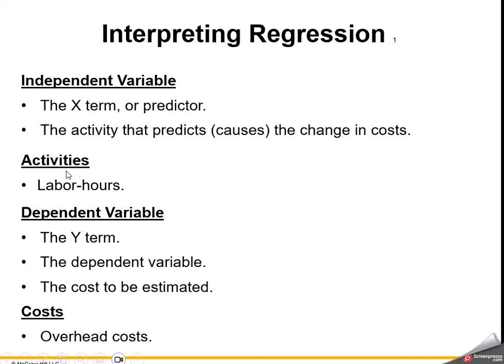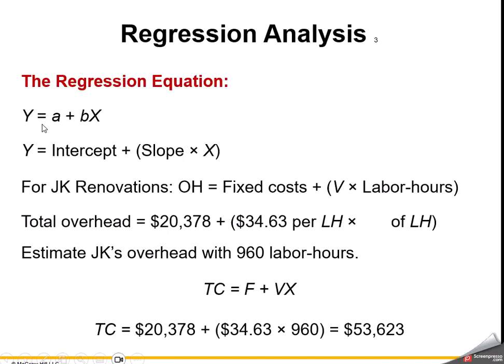Our activity in this case is direct labor hours. The Y is the dependent variable, and then the V, let me go to the next one real quick. The V is going to be our variable cost, right? So I feel like they're just describing these. Okay, so that's that same formula, though. I guess it's just worded a little bit differently.